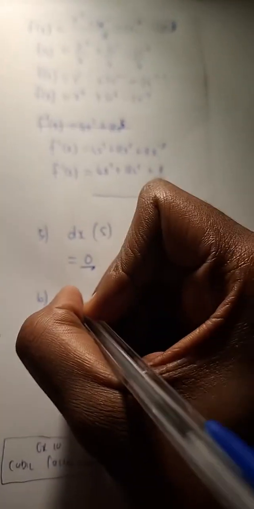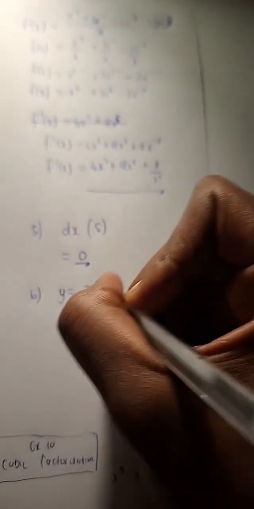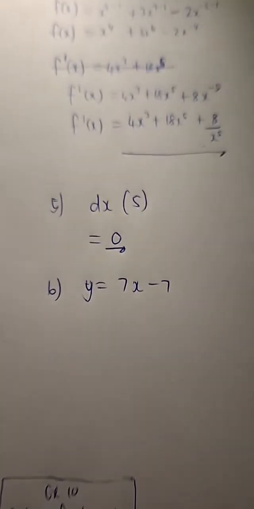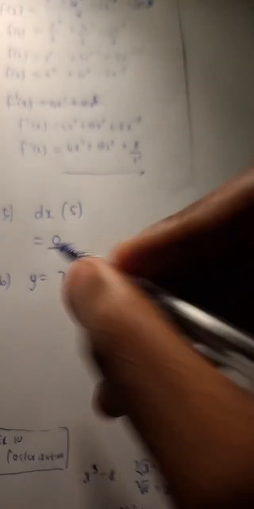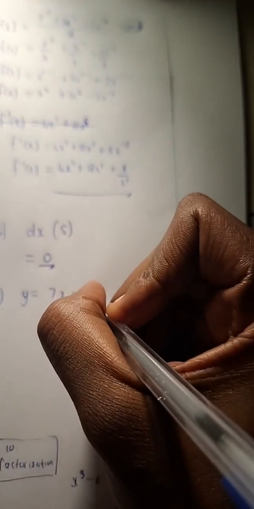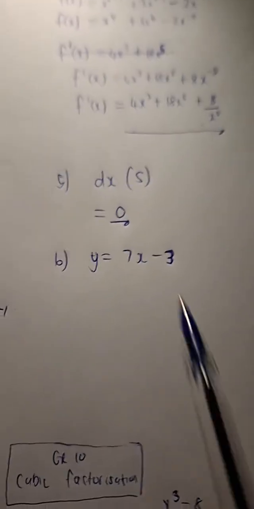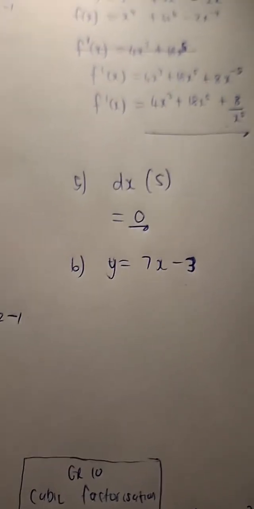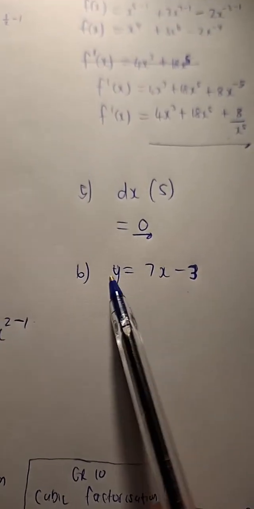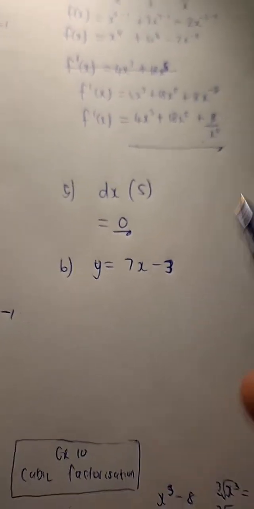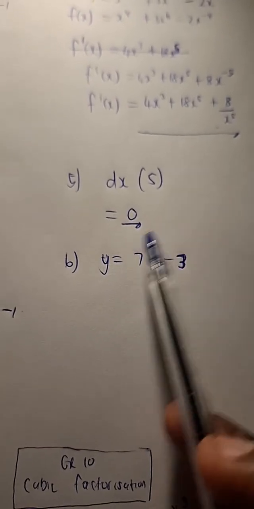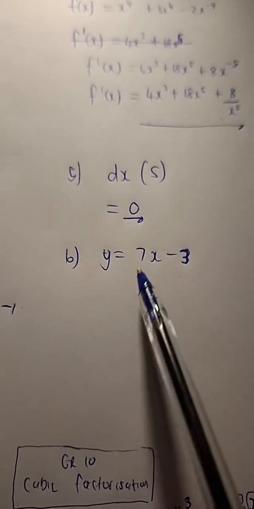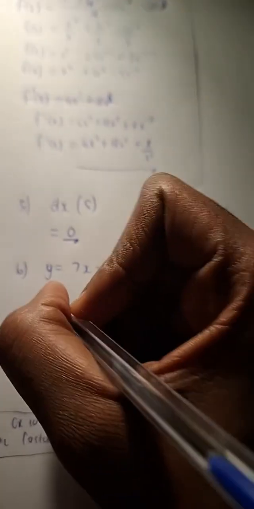Okay, and the last question that we had was derive y is equal to 7x minus 3. Once again, if you look at the notation here, they did not say dy over dx, they just said derive y is equal to 7x minus 3. Guys, this is as simplified as it can get. There's two terms, so we are ready to derive here.